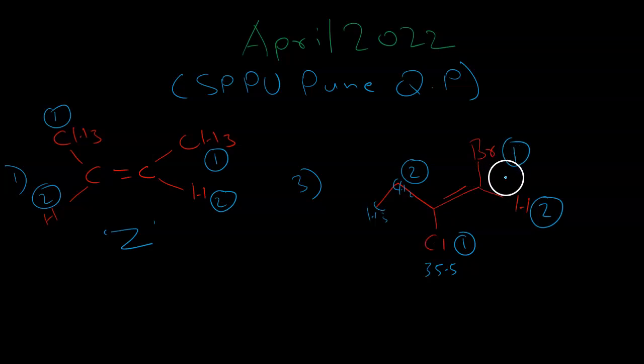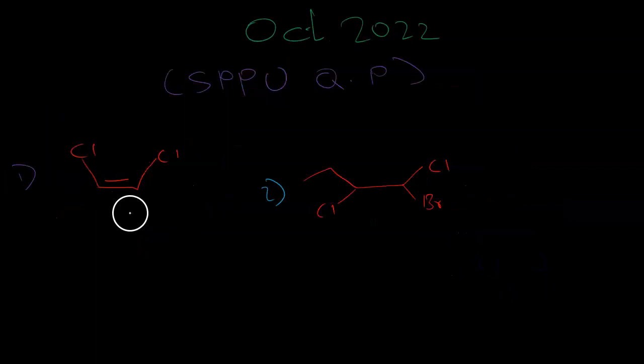It means they are opposite to each other, so it becomes an E. It means it is a trans isomer. Now there are questions from October 22, 2022 from SPP University again.